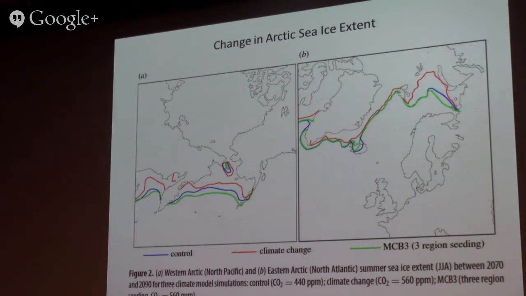And these results are an incremental addition to what we've seen before. They show, on the left, MCB actually moving the ice a little further out, the green line, than the control, which is the blue line, and climate change is the red line. So in this particular modeling regime, we see a slight advance of the ice over where it was under the control condition.